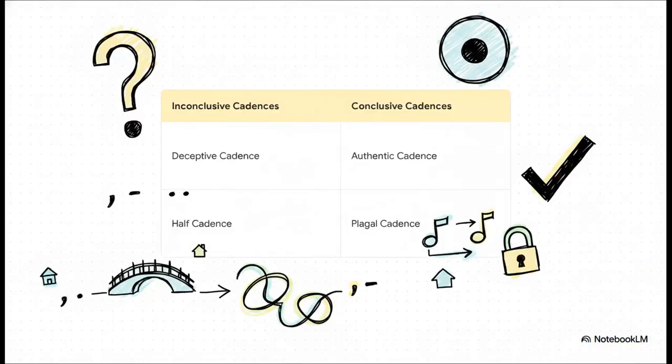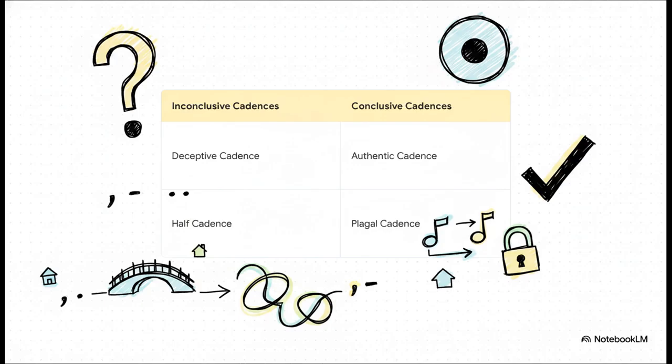Just like written sentences need commas to pause and periods to stop, our musical phrases rely entirely on cadences. A cadence is simply the musical punctuation at the very end of a phrase, and here's the kicker. It is driven entirely by harmony. The chords happening underneath your melody are what actually tell the listener whether an idea is just taking a quick breath or if it's completely finished.